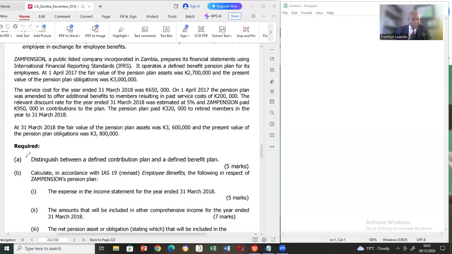At 31st March 2018, the fair value of the pension plan asset was 3,600,000. That is the closing. The present value of the pension plan was, that is the obligation. So the first thing that we need to do is to work out the remeasurement gain or loss.